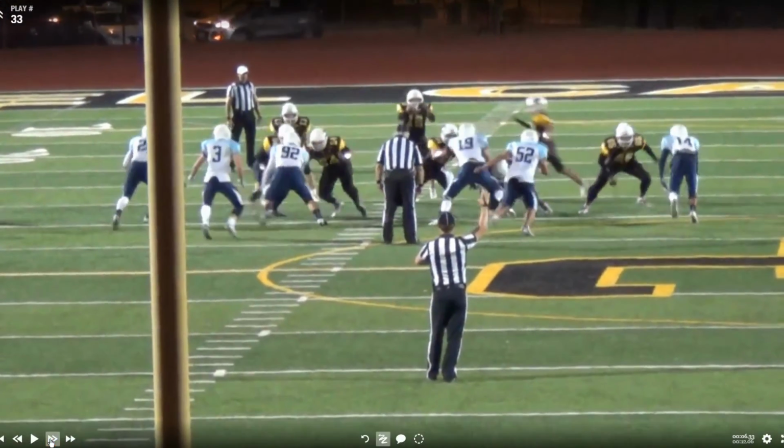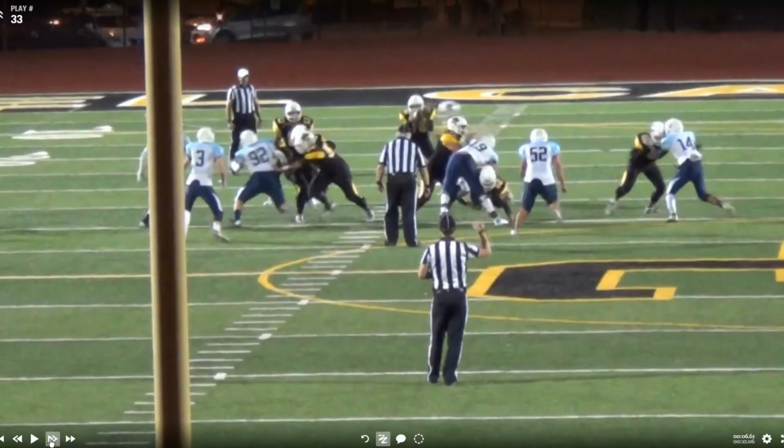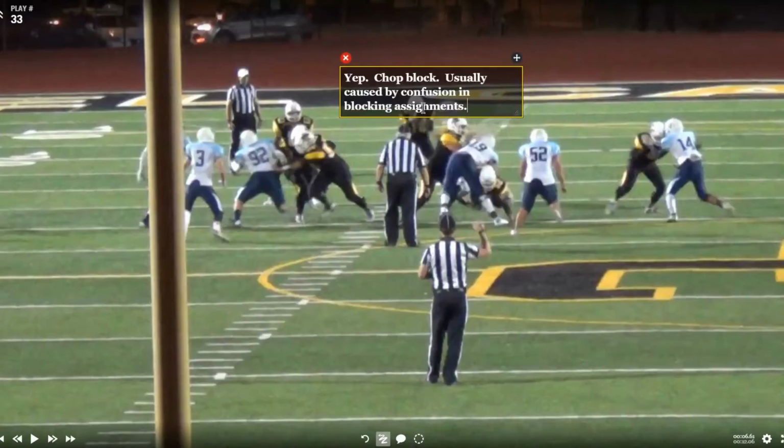Now the blocker on his right takes him low, and what do we have up above? We have contact high. This is a chop block. That's Steve Cooper's comment. And this has always been illegal, and we want to get this every time.